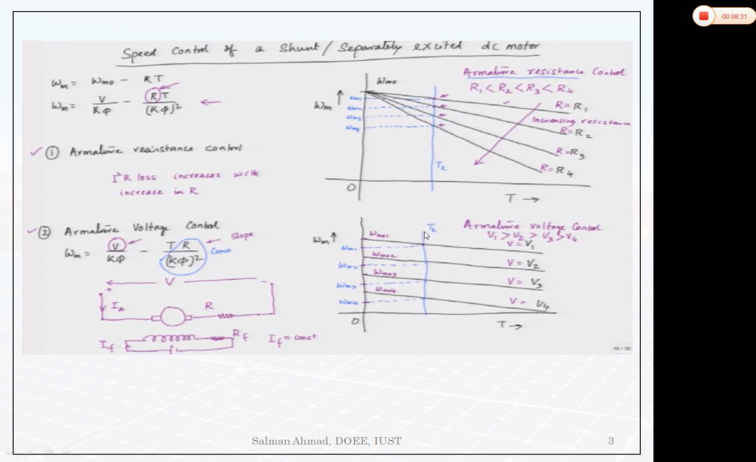If we are having a load torque characteristic something like this, the intersection of the motor torque characteristic and load torque characteristic will be the speed at which the drive will run at steady state. So this is running at omega m1. Now at this point it is running at omega m2. At this point it is running at omega m3 and omega m4, like that. So this is again a more efficient method, but the problem is that we require a variable voltage system, so that we can change voltage as per our need.